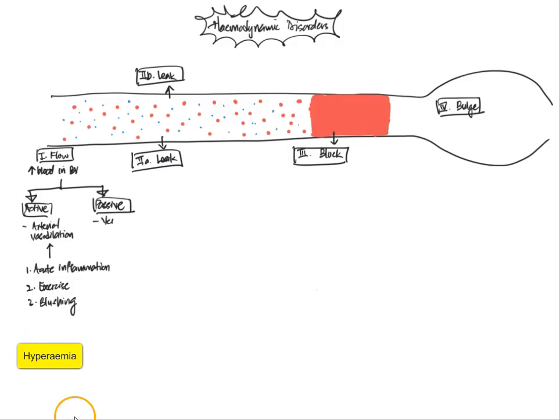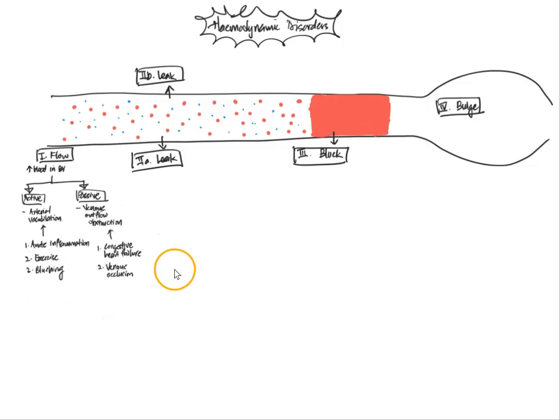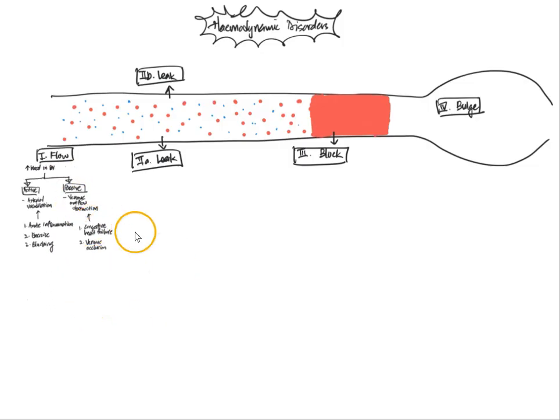In the passive process, this is due to venous outflow obstruction. And this passive process is called congestion. And two very important causes include congestive heart failure and also, of course, venous occlusion. So this is just a very quick summary of abnormalities in terms of too much blood in blood vessels.